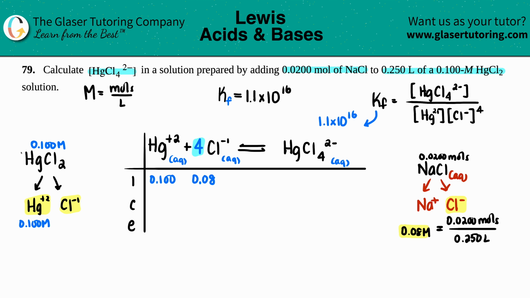Chlorine now. For every 1 whole HgCl2, I have 2 chlorines. So this is a 1-to-2 ratio, which means that if I want to find out the total amount of the chlorine, I would have to times it by 2. 2 times 0.100. That would get me 0.200 molarity. And that's the new molarity that I will add to my existing molarity. So now I have 0.08 plus 0.200. And now we took all this information into consideration, so we're done.